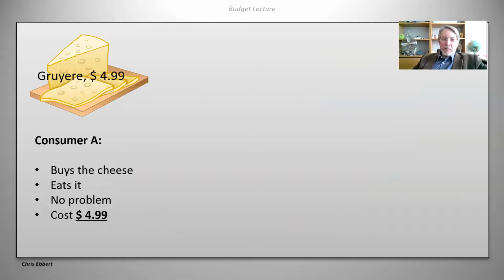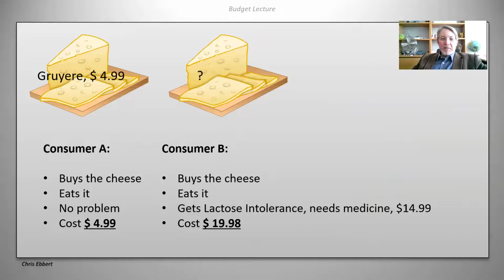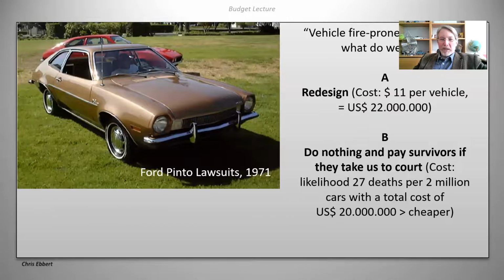But then you have a possibility that somebody else might buy this cheese, eat it, and discover that they have severe lactose intolerance and need over-the-counter medication immediately to deal with the effects of it. And before you know it, the cost of that cheese for that person has gone up to almost $20. So that is how external factors can change pricing in the final effect. There's a tragic example here from the car industry, the Ford Pinto.